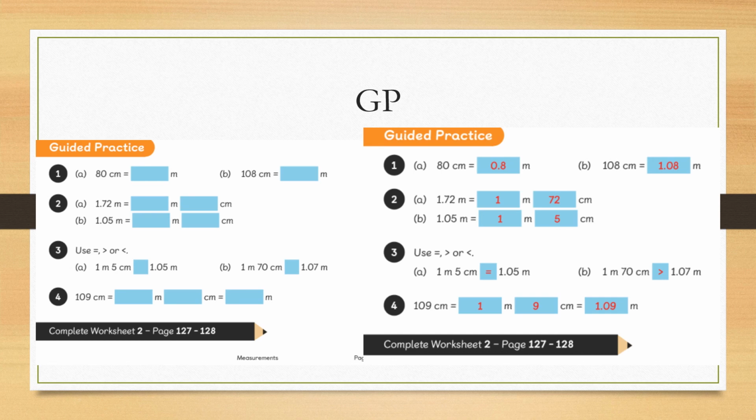Making sure you've used equal, greater than, or less than. So 1 metre 5 centimetres is equal to 1.05 metres. 1 metre 70 centimetres is greater than 1.07 metres. All right, and then the last one was 1 metre 9 centimetres or 1.09 metres.